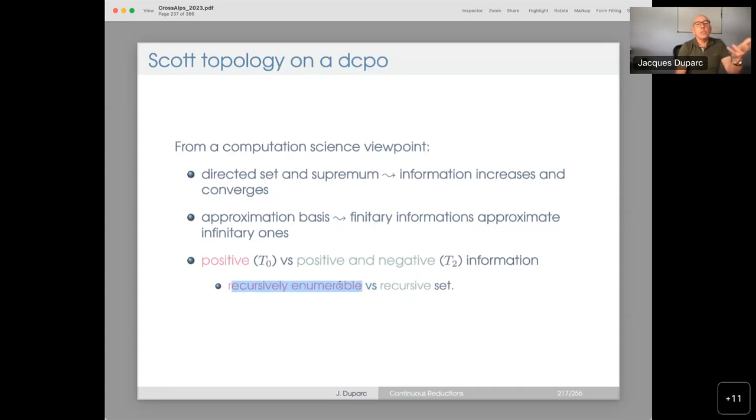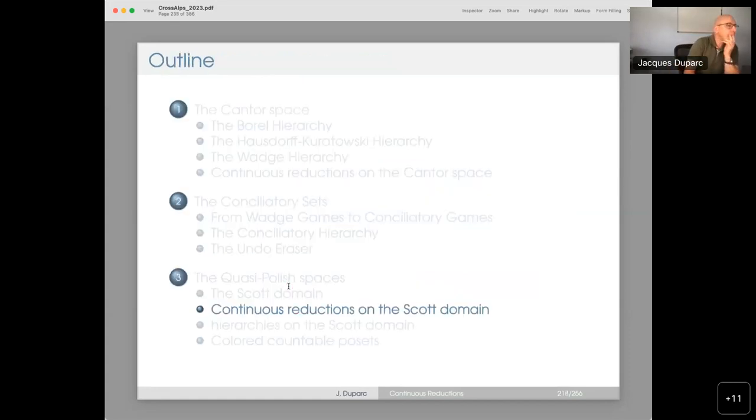So you have a Turing machine that will work and will answer yes if the word belongs to your recursively enumerable set, but it may never give you any answer if it does not, right? So let's go back to the continuous reductions on the Scott domain now.